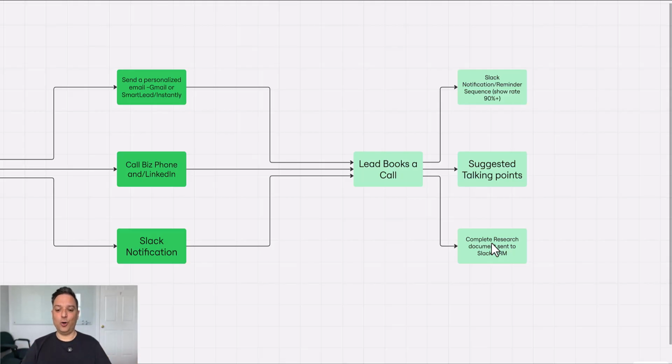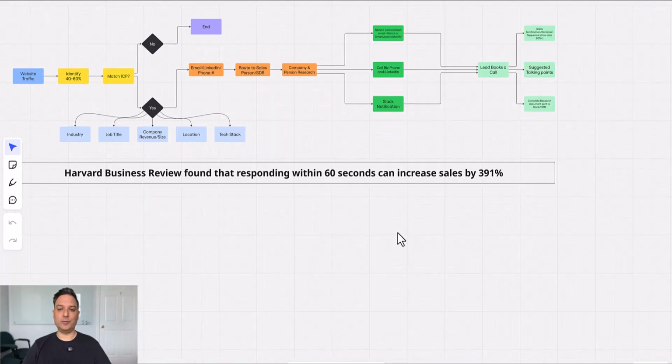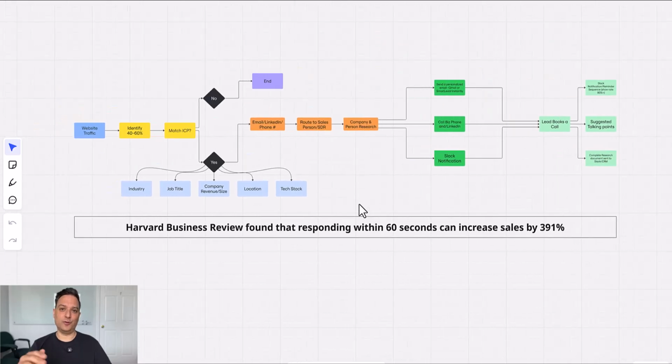Okay, so that's the overview. Let's get right down to the nitty gritty of this. Oh, and by the way, as you probably know, if you can respond to a lead within 60 seconds or a minute or so, it increases sales. That's just very well known, and that's why this automation is so important. So let me flip over and show you what I'm talking about.